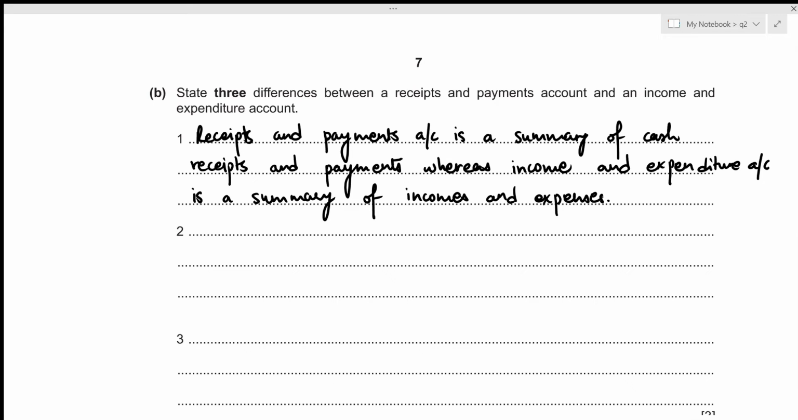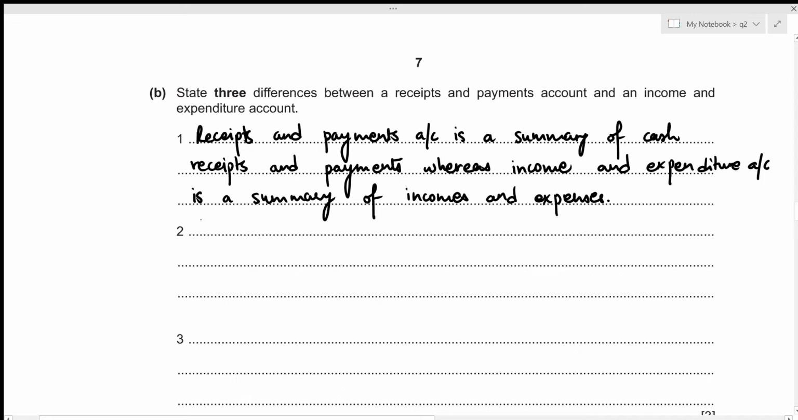Okay, and the second difference is that receipts and payments account can include both capital as well as revenue items, but if we're talking about income and expenditure account, it can only include revenue items, right? So if we are making purchase of a non-current asset, that will be included in our receipts and payments account, but in an income statement, only the depreciation charge will be included, rather than the total payment made for the acquisition of that particular non-current asset.